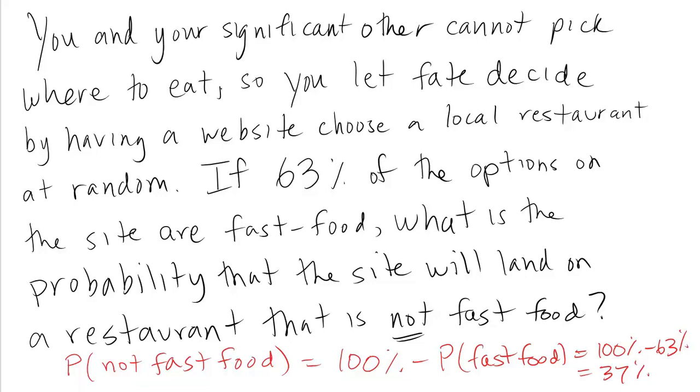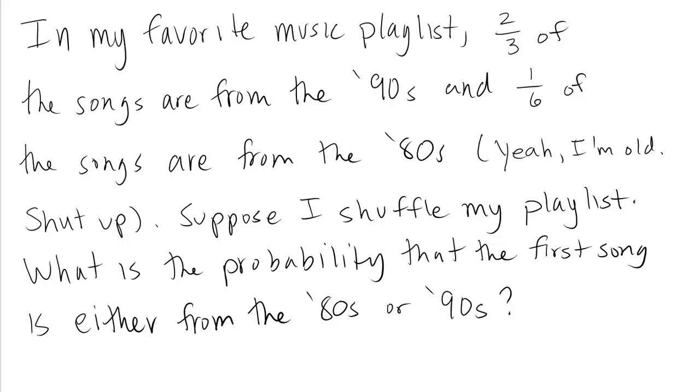Okay, one last example, and in this one we're going to demonstrate that special addition rule. Let me read through the problem first, and then we'll talk about the concepts. In my favorite music playlist, 2/3 of the songs are from the 1990s, and 1/6 of the songs are from the 1980s. Suppose I shuffle my playlist to randomize it. What is the probability that the first song played in my playlist is either from the 1980s or the 1990s? Okay, so we're being asked to find the probability that it's either from the 80s or from the 90s.